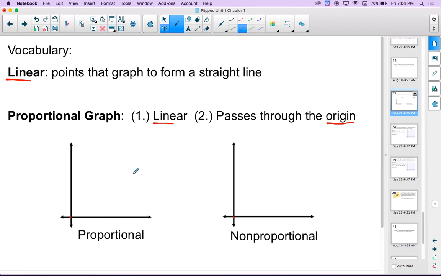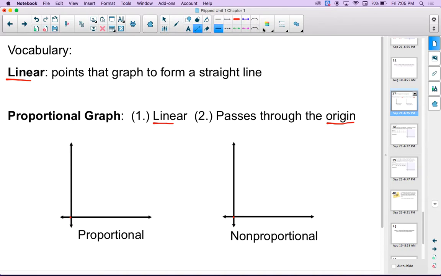So I want you to find these two first quadrant graphs in your notes on page 6. We're going to draw an example of a proportional graph and a non-proportional graph. Both of these are just first quadrant only because all of our problems will be real life problems, which means that we won't deal too much with negatives in this lesson.